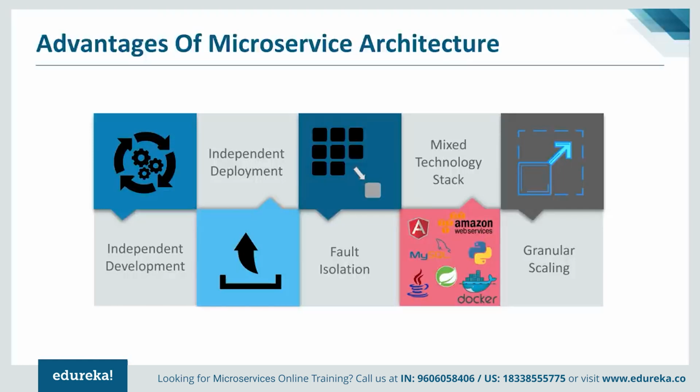And last but not the least, granular scaling, which means that services can be scaled independently. Unlike my monolithic architecture, where I have to deploy multiple instances in order to scale, here I can only scale a particular service. If I have to increase the card service, then I can just scale up the card service instead of scaling up the entire application. So let's move forward.